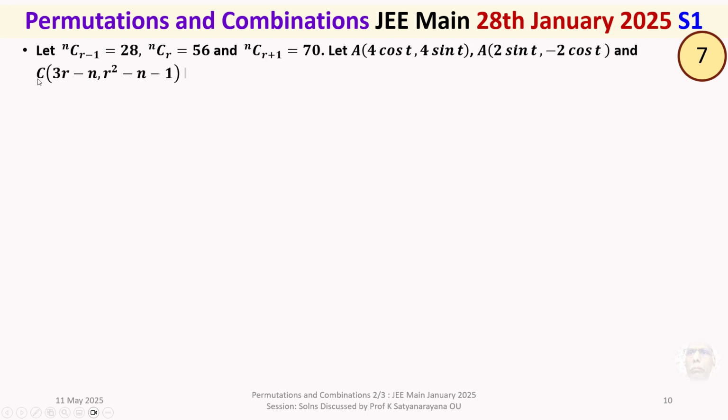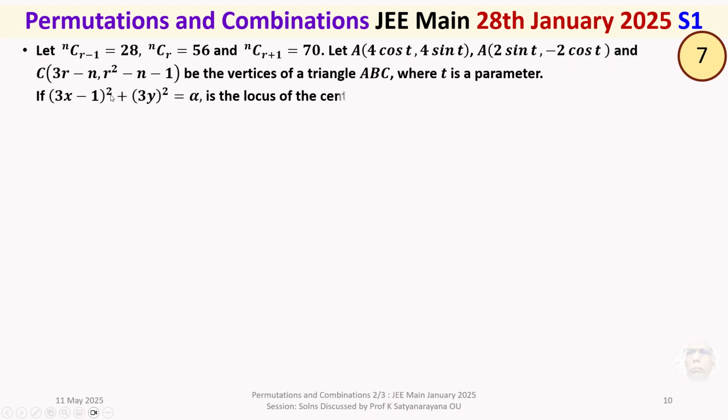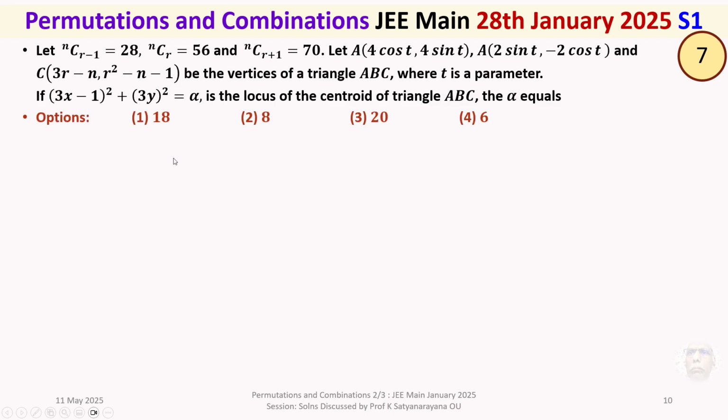And C (3r - n, r² - n - 1) be the vertices of a triangle ABC where t is a parameter. Right. If (3x - 1)² + (3y)² = alpha is the locus of the centroid (x, y) of the triangle ABC, then alpha equals. We are given 4 options. And let's now discuss the solution of the problem in detail.